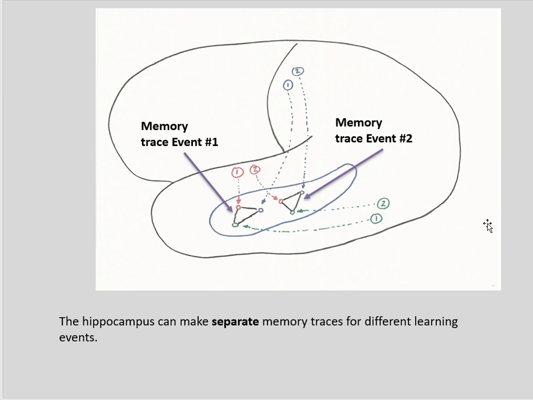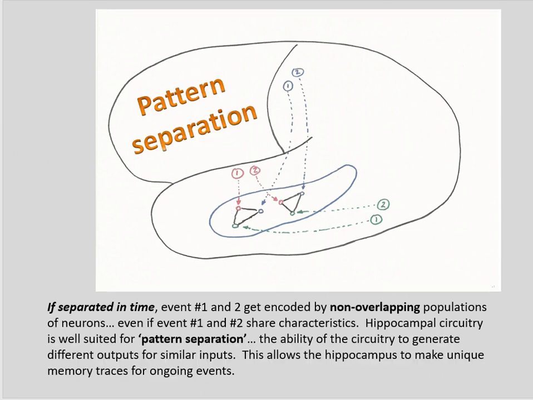Now let's tackle what the hippocampus does with multiple events. Scientists have discovered that the hippocampus is very good at doing a few important things for memory processing. And the idea is the hippocampus can make separate memory traces for different learning events. Here we have the memory trace for event 1, receiving inputs from the cortical regions that were processing event number 1. And here we have the memory trace for event number 2, receiving inputs from the cortical areas that were processing event number 2. And the hippocampus can make distinct memory traces for events 1 and 2.